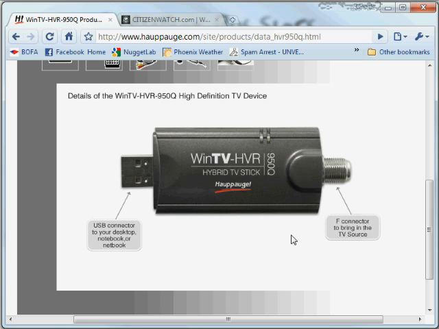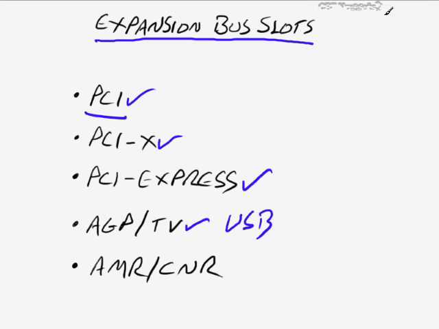This actually I've got in the back of my own computer right now. This is the one I've gone to because it's smaller and easier to manage, and I don't have to use an expansion slot for it. But you can see here that it's USB, and then there's the connector for your TV source. Now let's also talk here about AGP cards.